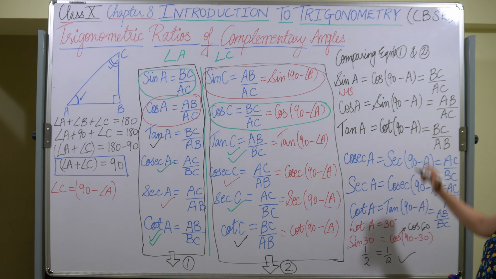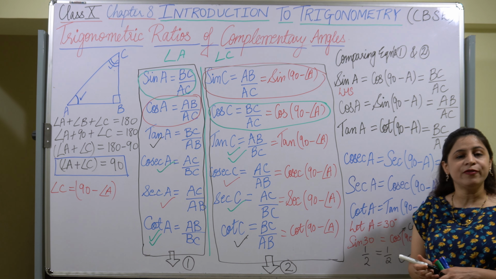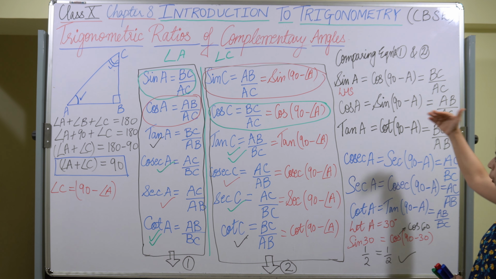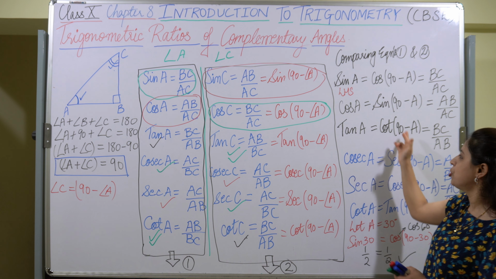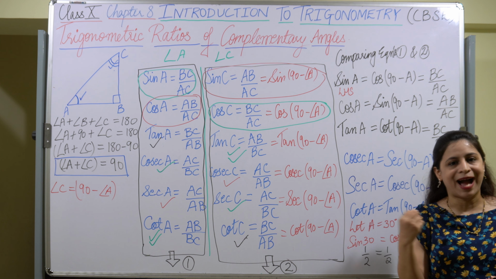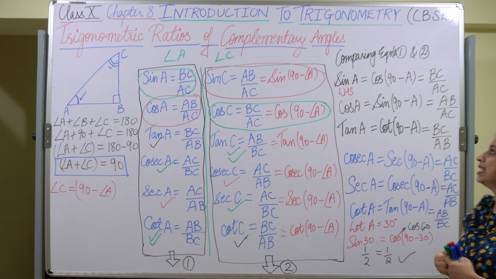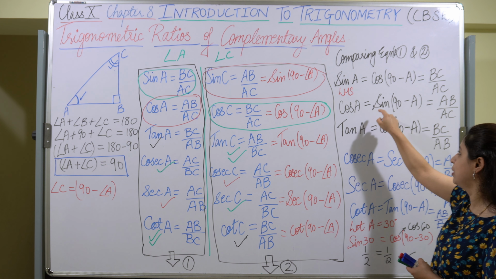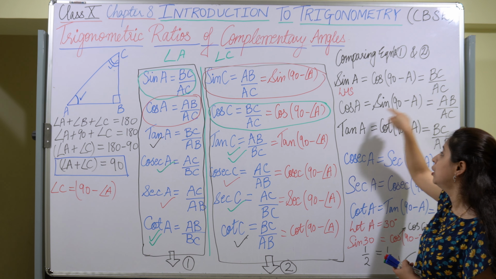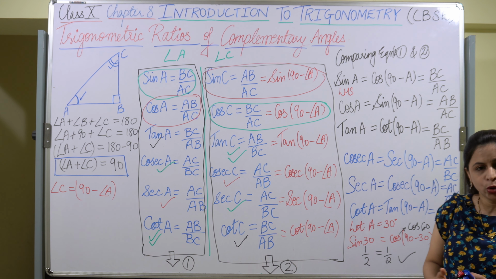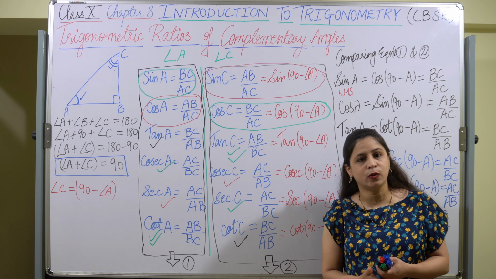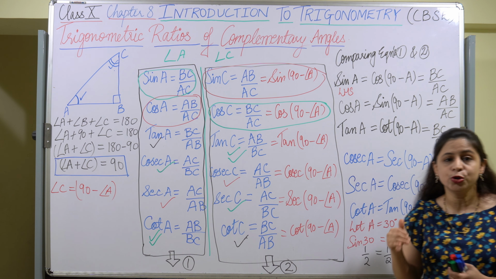So that means the ratios which we have derived over here are absolutely correct. You can check for all the different ratios. You can substitute some angle and check easily. You can also put 45: cos 45 equals sin(90 minus 45). So cos 45 is 1 upon root 2. Sin(90 minus 45) will be sin 45, that is also equal to 1 upon root 2.